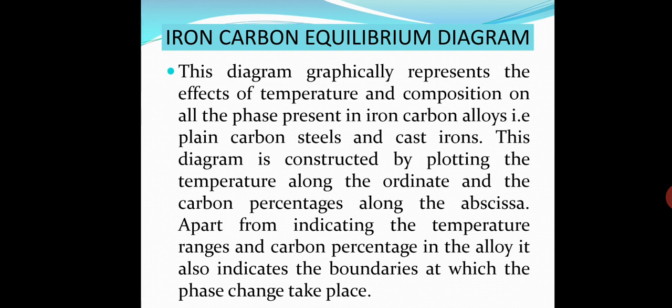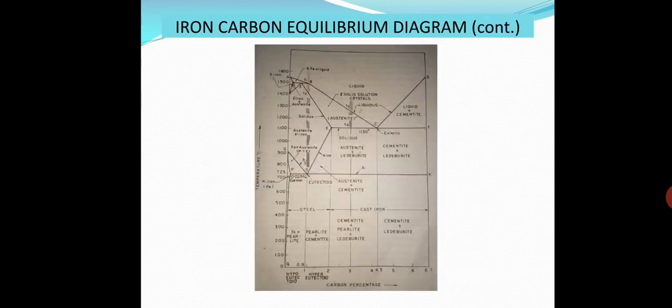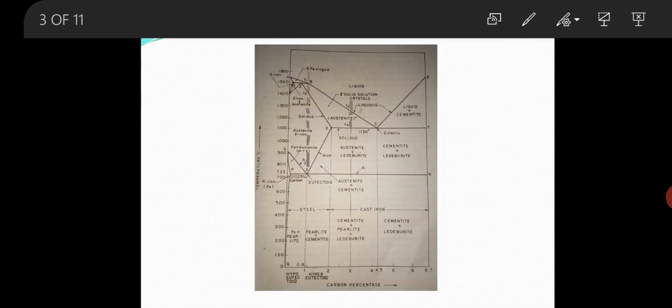Apart from indicating the temperature ranges and carbon percentage in the alloy, it also indicates the boundaries at which the phase change takes place. So this is the iron carbon diagram. As I have told, the percentage of carbon is shown on the x-axis and the temperature is shown on the y-axis.